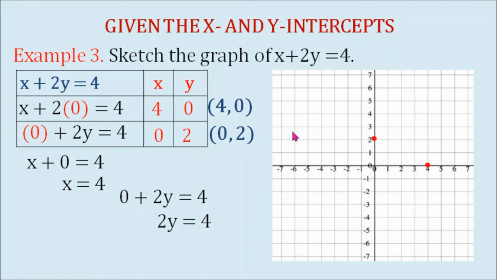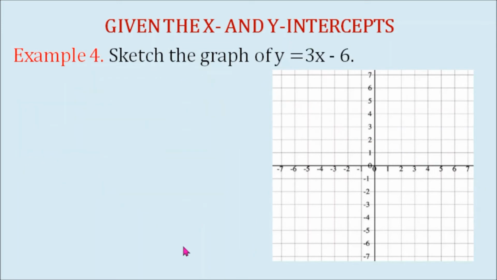Then, we are going to connect these 2 points with a straight line. This is the graph of x plus 2y equals 4. Now, example number 4. Sketch the graph of y equals 3x minus 6.